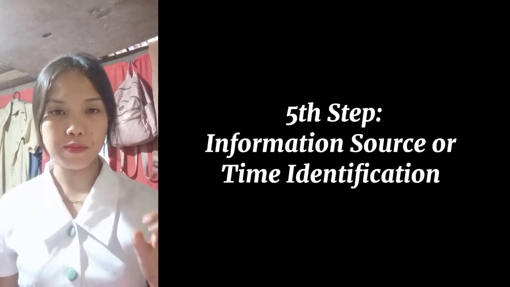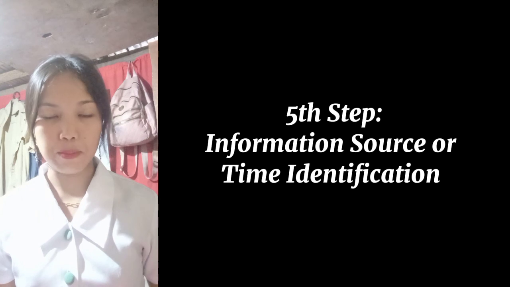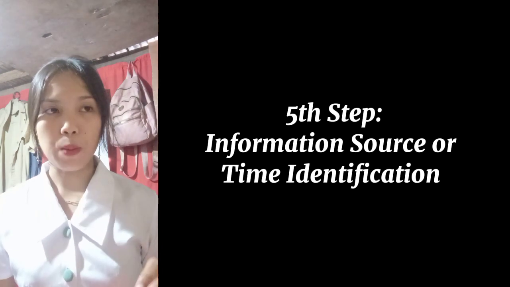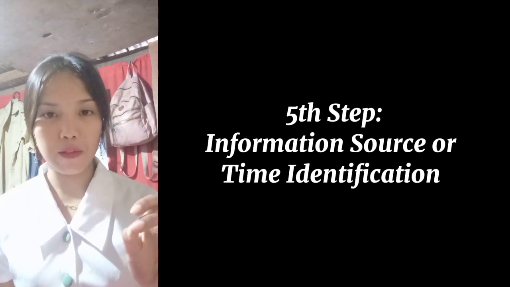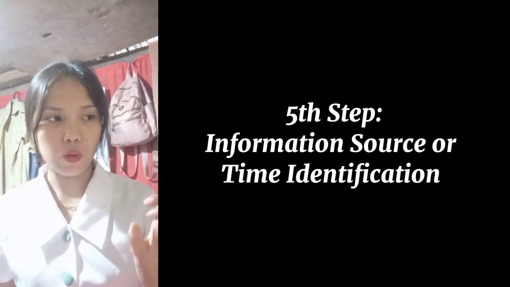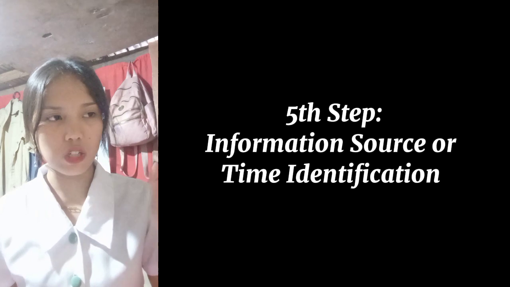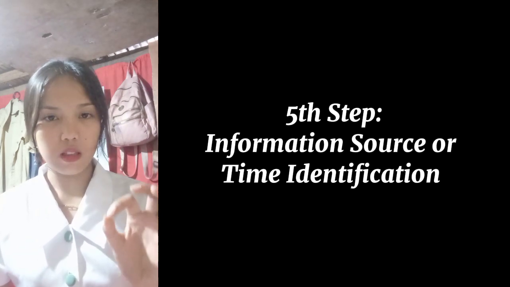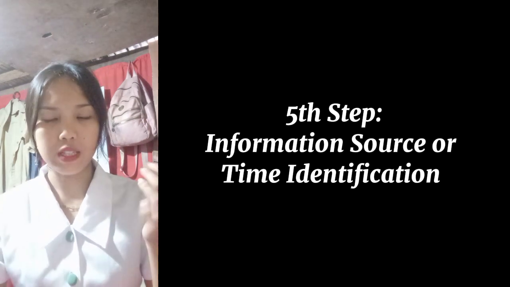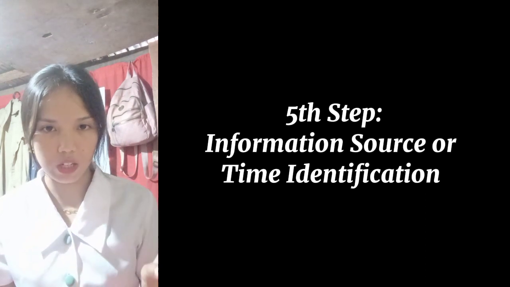So let's proceed to the fifth step, which is information source or type identification. There are two basic types of information, primary information and secondary information. Primary information comes from the person who actually made it, so this is called first-hand evidence. Secondary information is information that was collected by someone else, so it is called second-hand evidence. That is the difference between primary and secondary information.